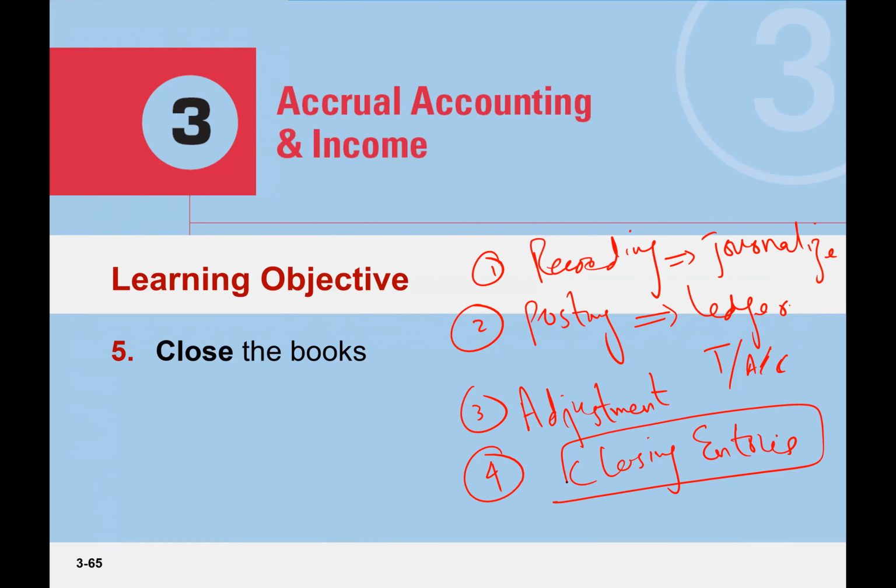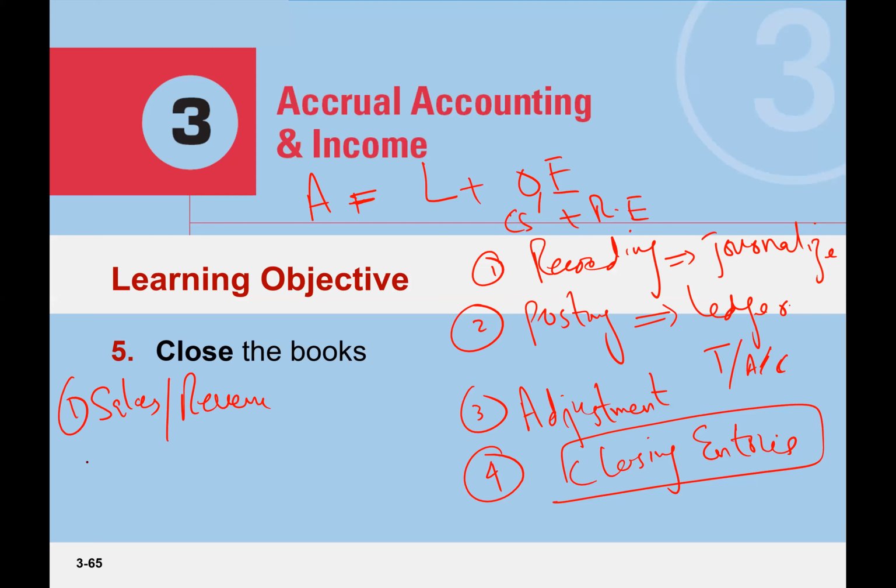So before just proceeding to this closing entries, give me the answer, sales or revenue? We know that the accounting equation is assets equal to liabilities plus owner equity. And in owner equity, we have two accounts, common stock and retained earning, right? So sales, expenses, dividend. What we talk about in our previous lectures, that these three belong to which part?